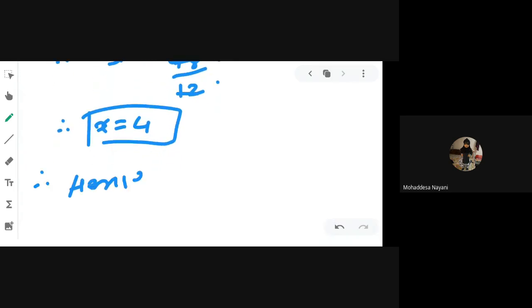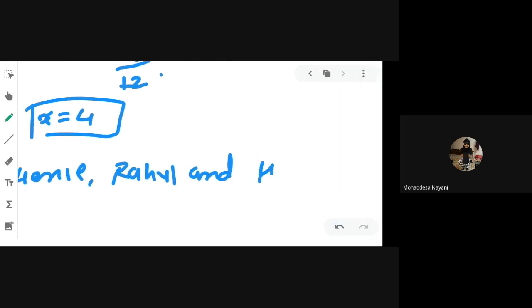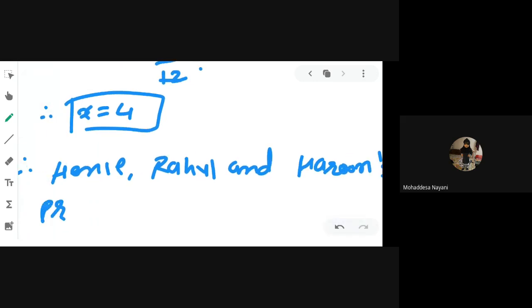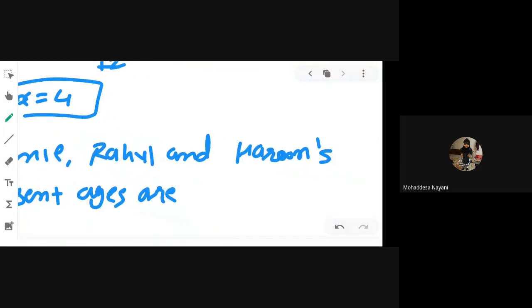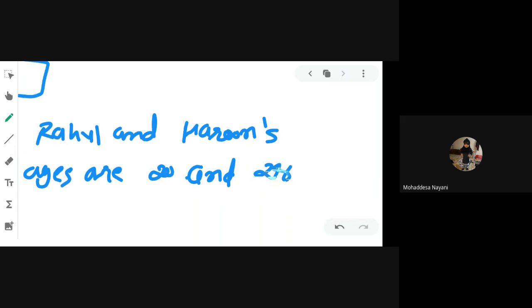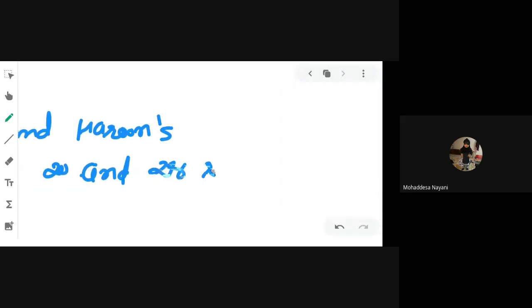Hence, Rahul and Harun's present ages are, what is the present age of Rahul? It is 5x. It means 5 fours are 20, right? And what is the present age of Harun? It is 7x. It means 7 fours are 28. Clear, all of you?